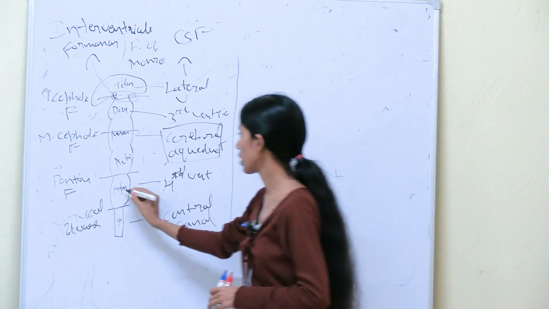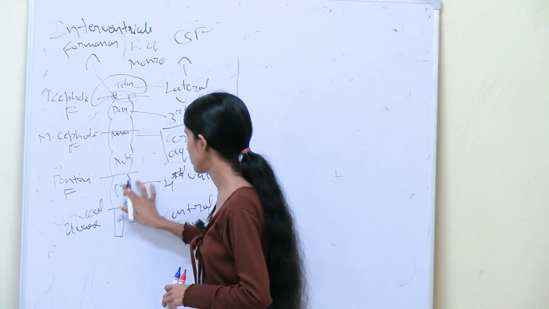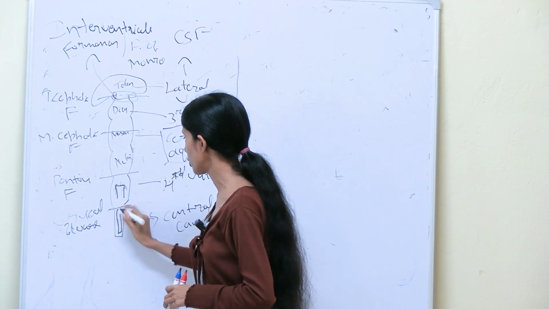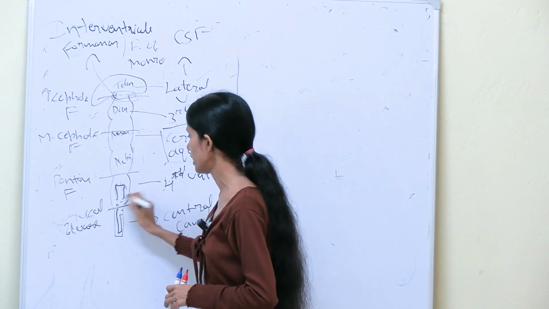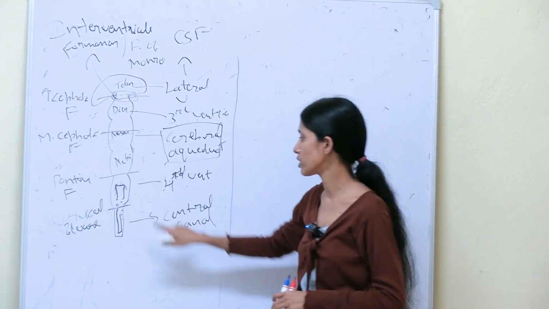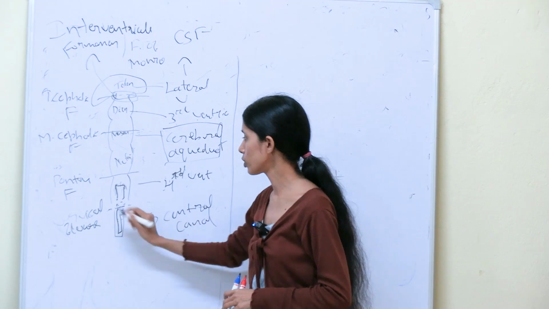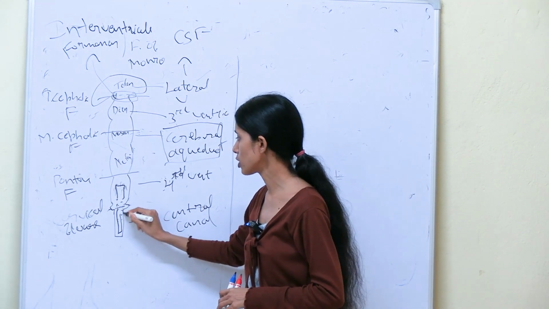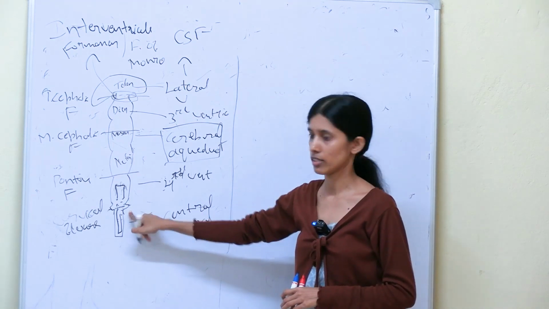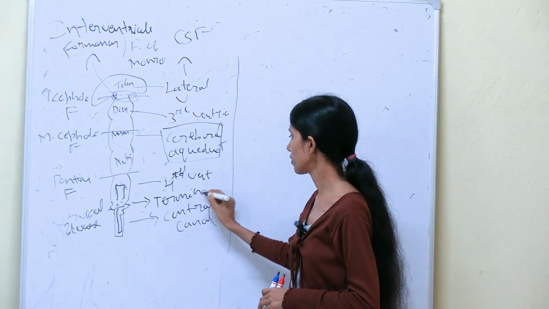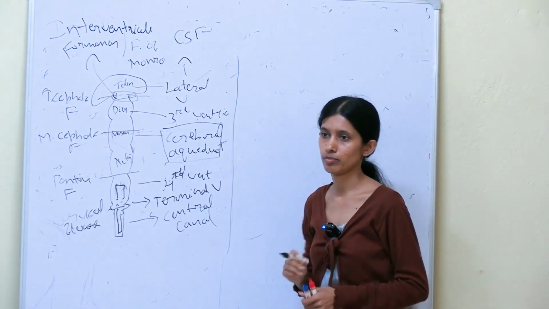Remember the point, your fourth ventricle is basically continuous with your central canal like this. Okay. So there will be no foramen. Instead of foramen, on both the side between your hindbrain and the spinal cord, a very small dilation is present. This dilation is called as terminal ventricle. Okay.